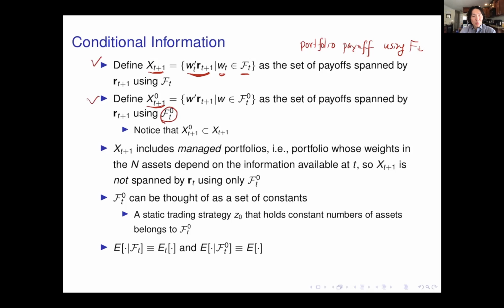Okay? The first one is a dynamic strategy because portfolio weights W_t change over time. It is going to be based on the information that is known at time t. So it is dynamic. Whereas X_{t+1,0} or w, this w is a constant. It is a constant because it belongs to information F_t0.